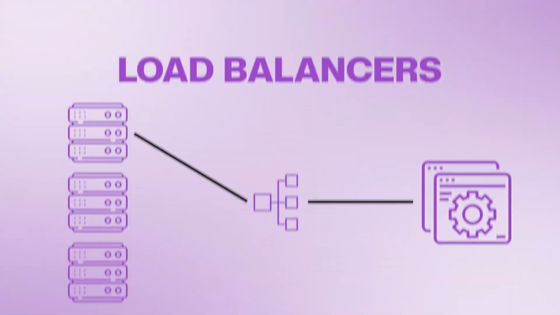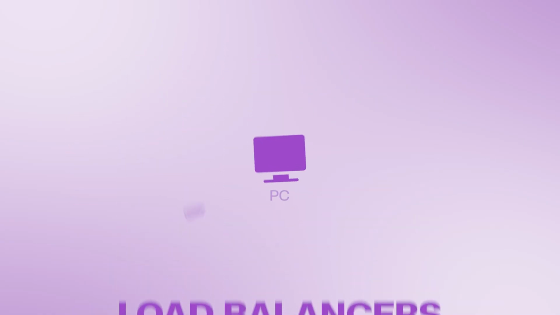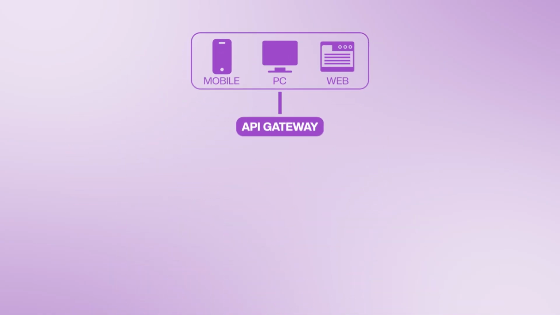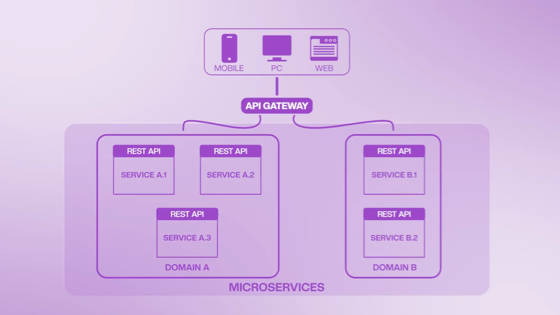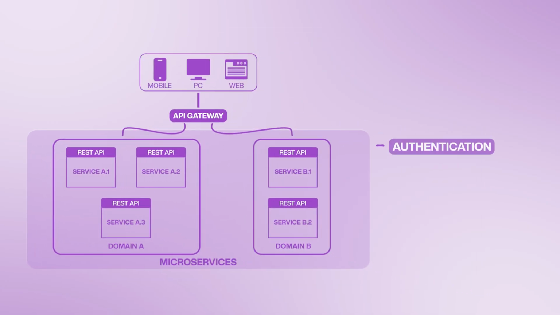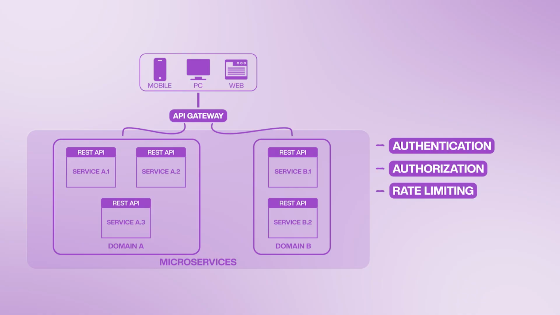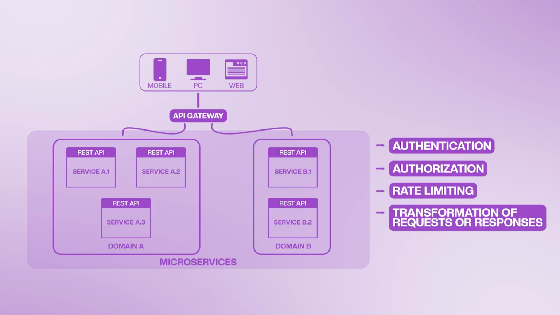Closely related to load balancers, especially in a microservices world, are API gateways. While a load balancer primarily routes network traffic, an API gateway acts as a single entry point for all client requests. It can handle routing requests to the appropriate microservice, but also provide cross-cutting concerns like authentication, authorization, rate limiting, and even transformation of requests or responses.